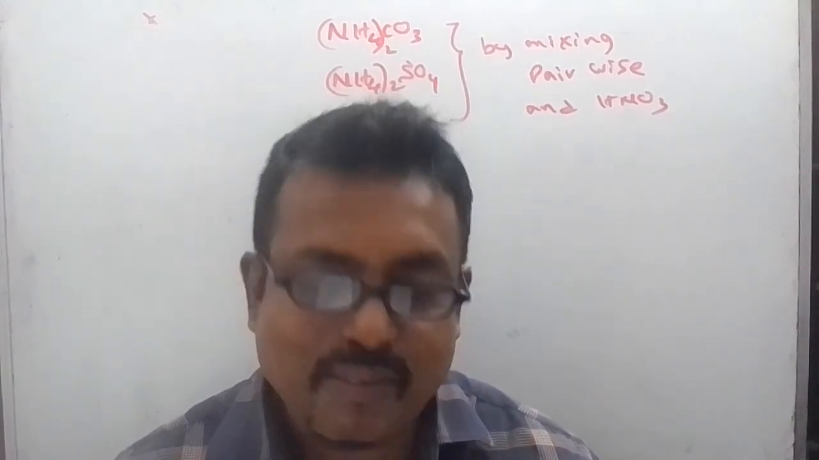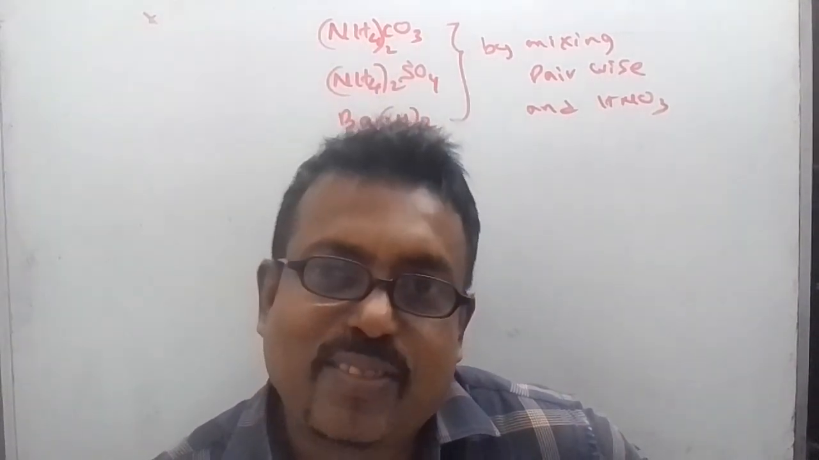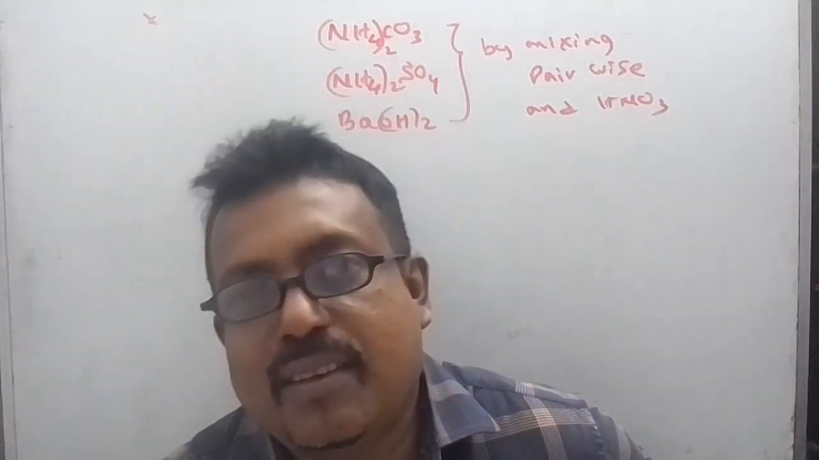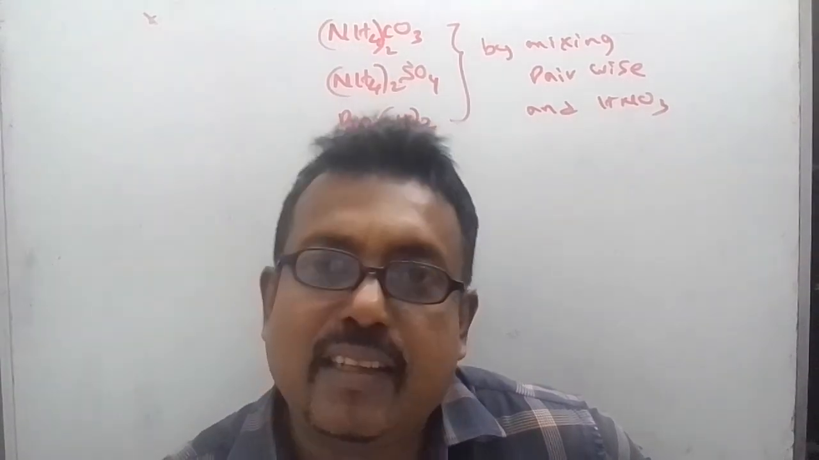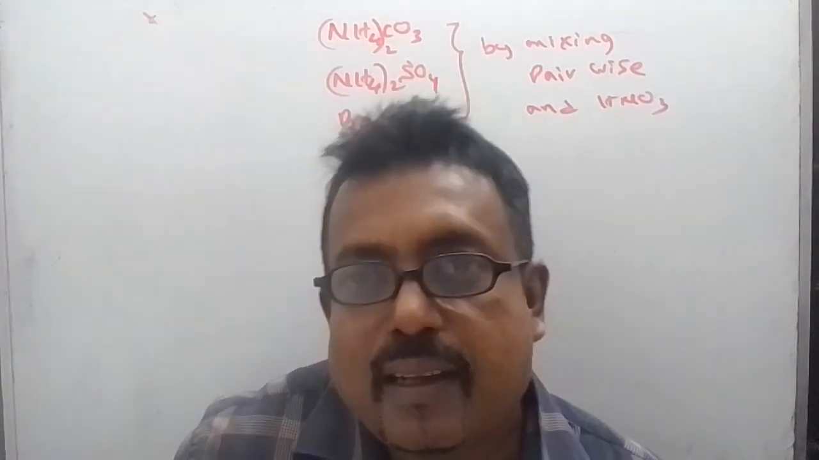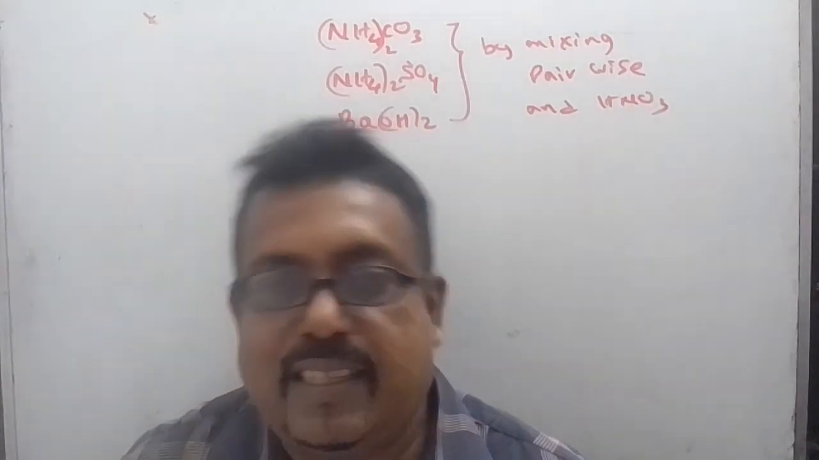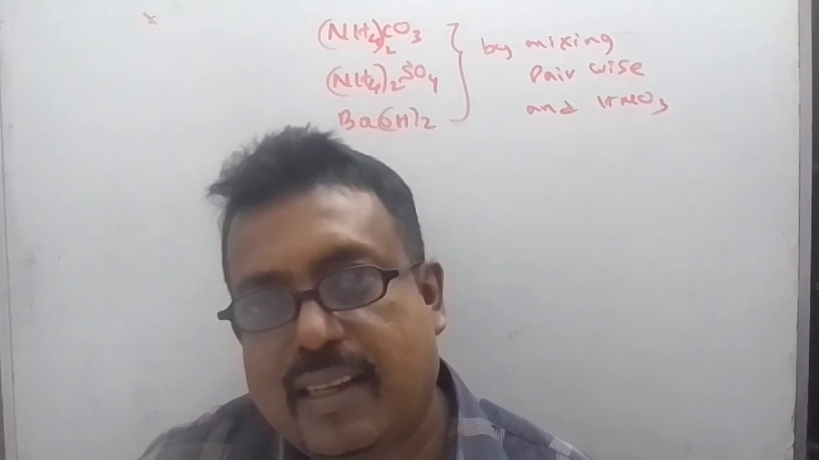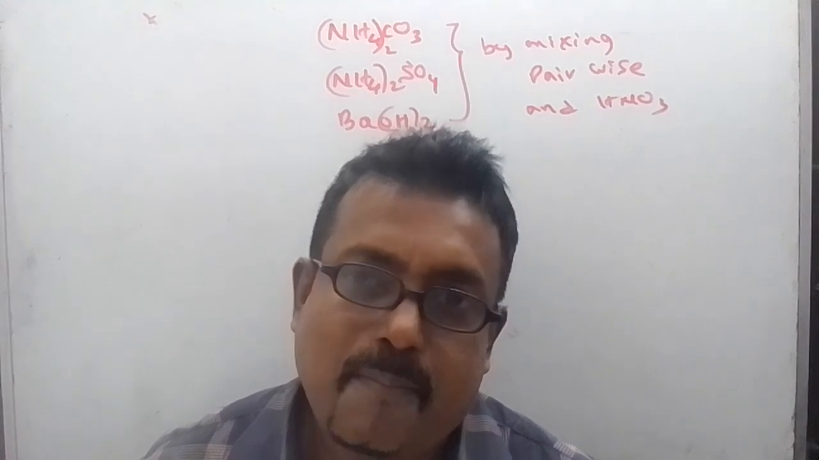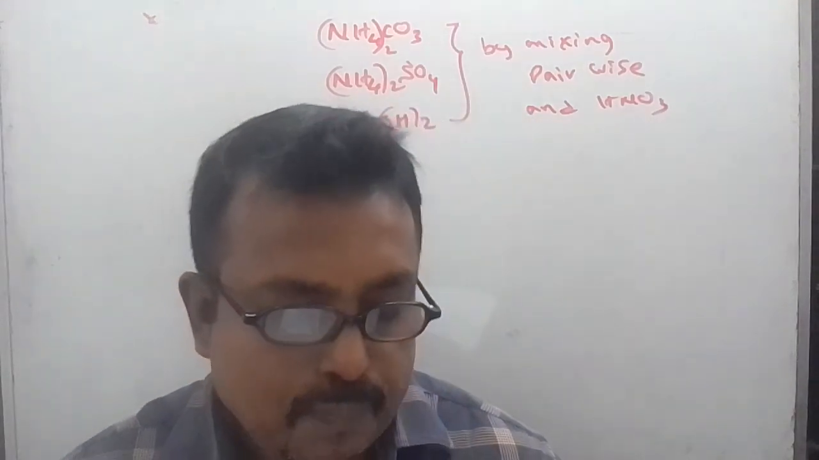But the problem is, we don't know which is the barium hydroxide. If you know the barium hydroxide, it's okay. You can put it into the ammonium sulfate, then a white precipitate can be observed. It doesn't dissolve in nitric acid. When you put barium hydroxide into the ammonium carbonate, barium carbonate gets precipitated, then it gets dissolved in nitric acid. It's okay, you can write like that. But the problem is, we don't know which is the barium hydroxide.